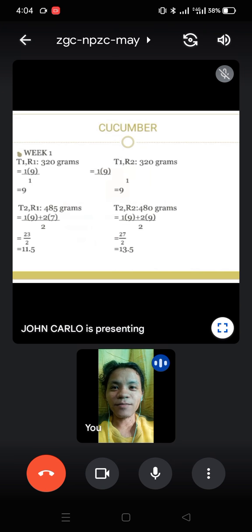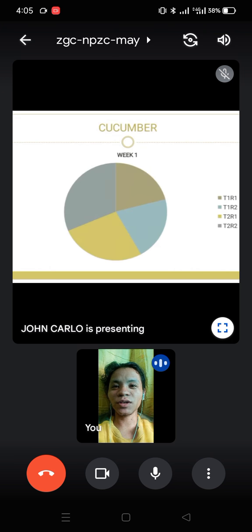In T2R1 for wax they have 485 grams. The computation is 1 times 9 plus 2 times 7, divided by 2, equals 23. 23 divided by 2 equals 11.5 for wax in T2R1. For control, T2R2, they have 480 grams. The computation is 1 times 9 plus 2 times 9, divided by 2, equals 27. 27 divided by 2 equals 13.5 for control in T2R2. This is the graph of cucumber in week 1: T1R1 for wax, T1R2 for controlled, T2R1 for wax, and T2R2 for controlled.